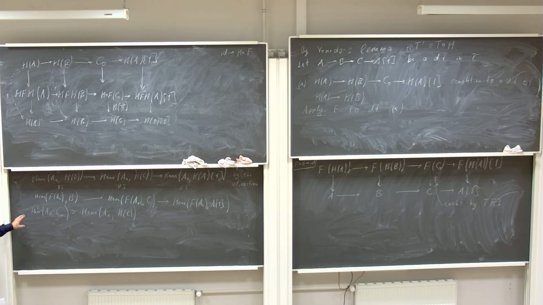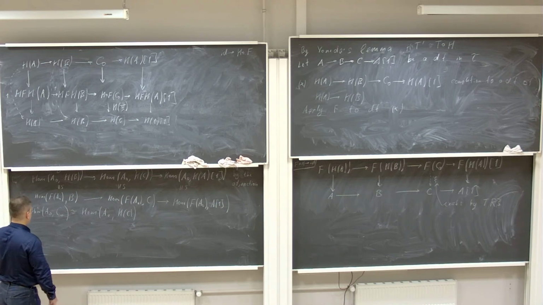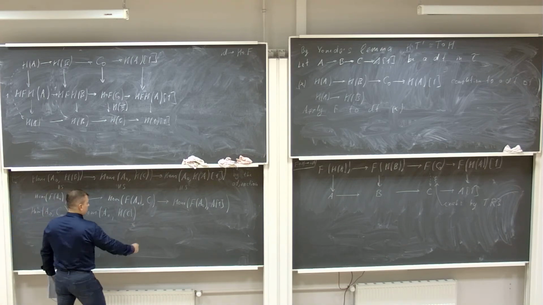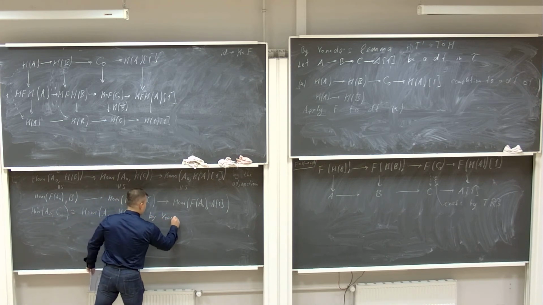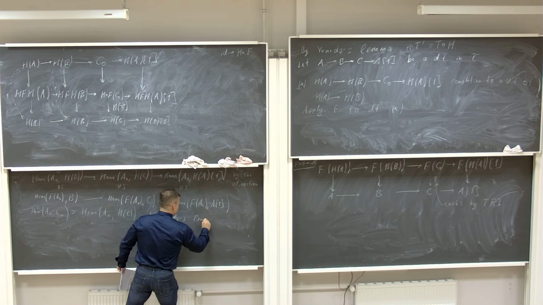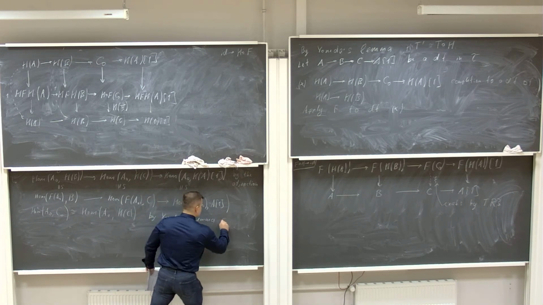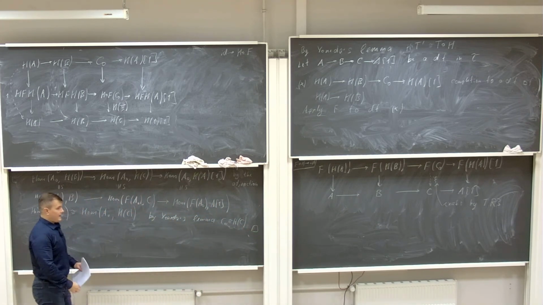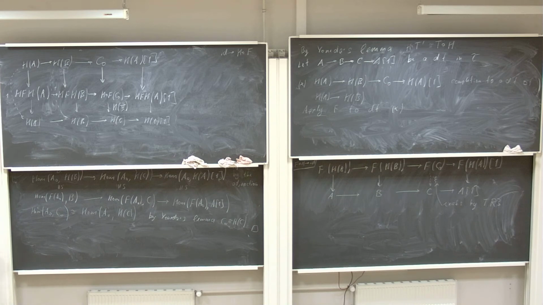This is done by applying the functor Hom A0 comma something to the first row and the third row of the previous diagram and using the 5 lemma. But now again we can just apply Yoneda's lemma. This is true for any object A0. So by Yoneda's lemma we get what we want. C0 is isomorphic to the H of C. Okay, so this finishes the proof.